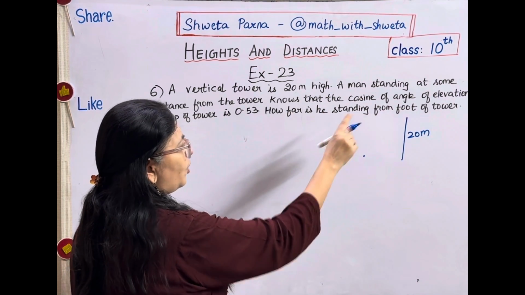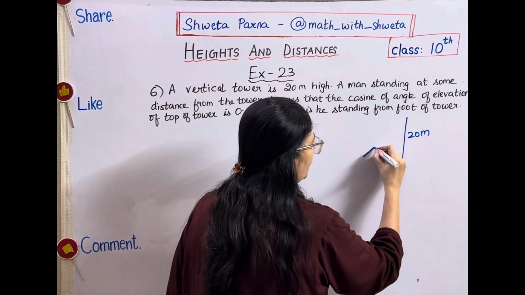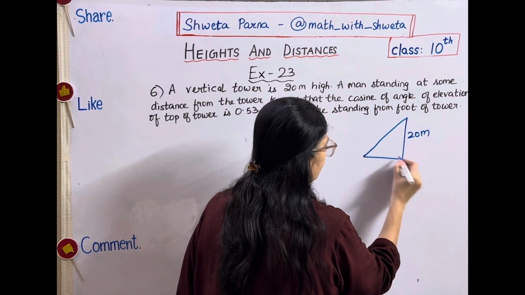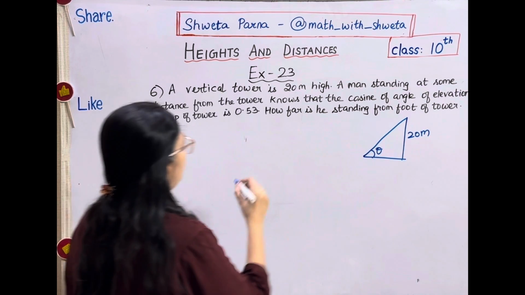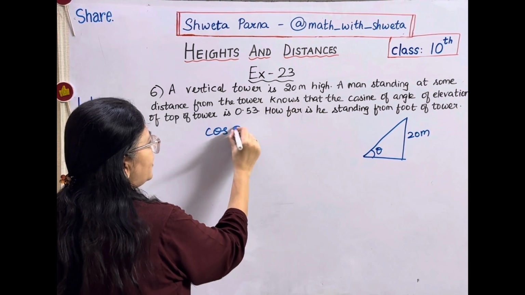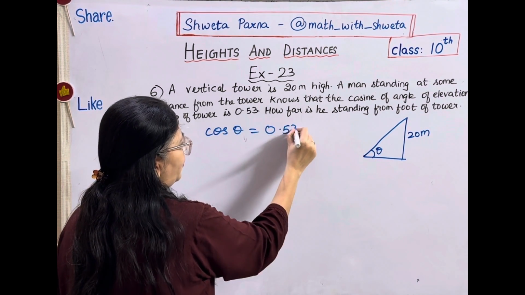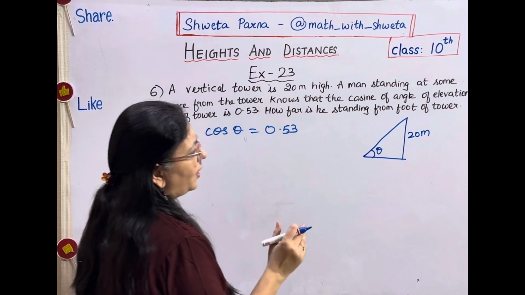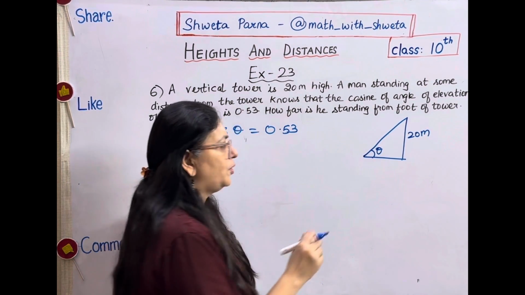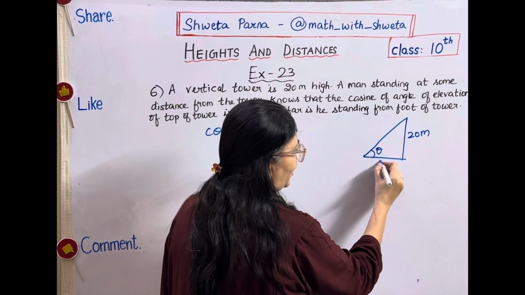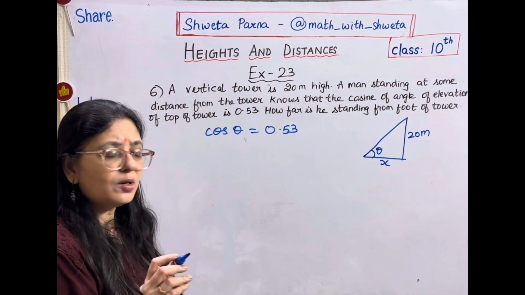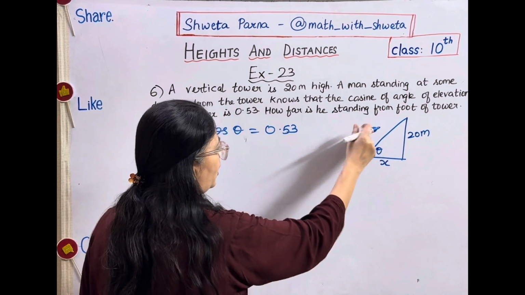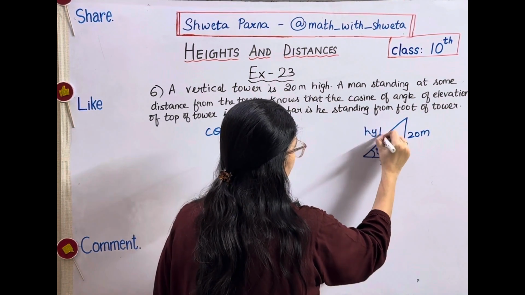Knows that the cosine of the angle of elevation would be this. So cosine of the angle of elevation, that means cos theta is 0.53. This is given. How far is he standing from the foot of the tower? This you have to find. Let this be x. So what is cos? Cos is adjacent upon hypotenuse, right?